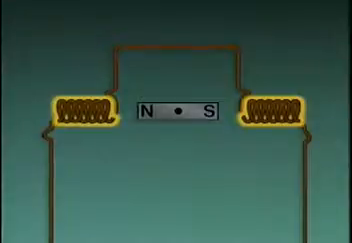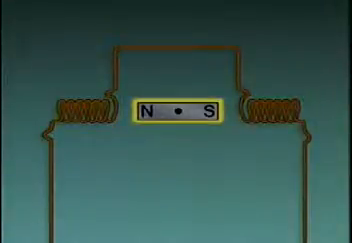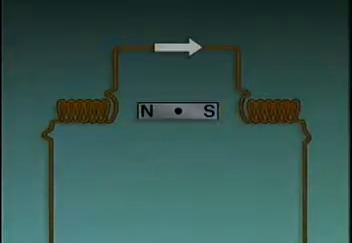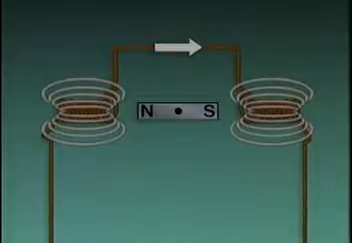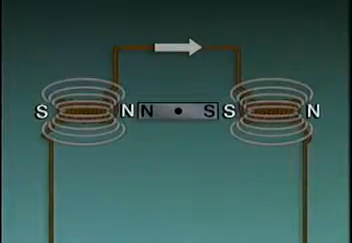simple AC motor. These two coils of wire make up the stator. This bar magnet is the rotor. It has a north pole and a south pole. When current flows through the stator coils, magnetic fields are created around the coils. Each magnetic field has a north pole and a south pole.